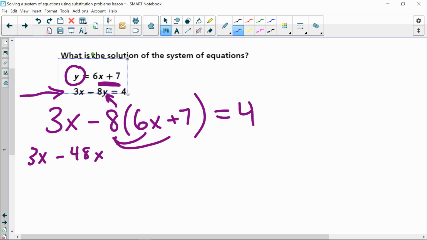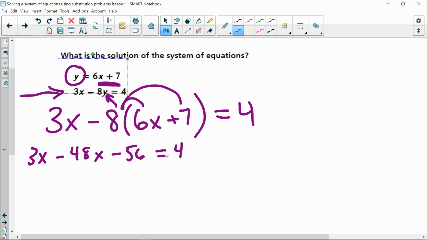Now I have negative 8 times 7. Oh, I don't like this in there. Let's put this up here, negative 8 times 6 and negative 8 times 7. So now negative 8 times 7 becomes negative 56. And then I just say that all is still going to equal 4, because we didn't do anything on the right hand side. So now I need to look for like terms.